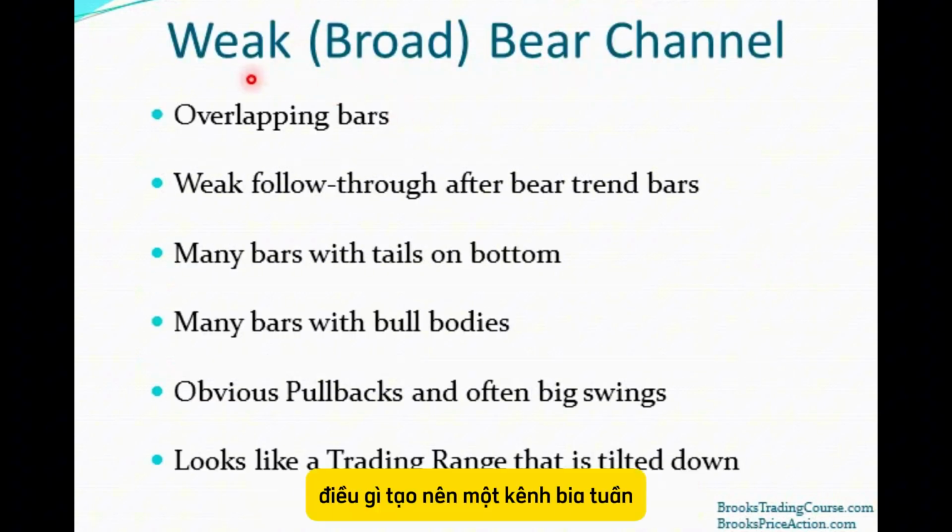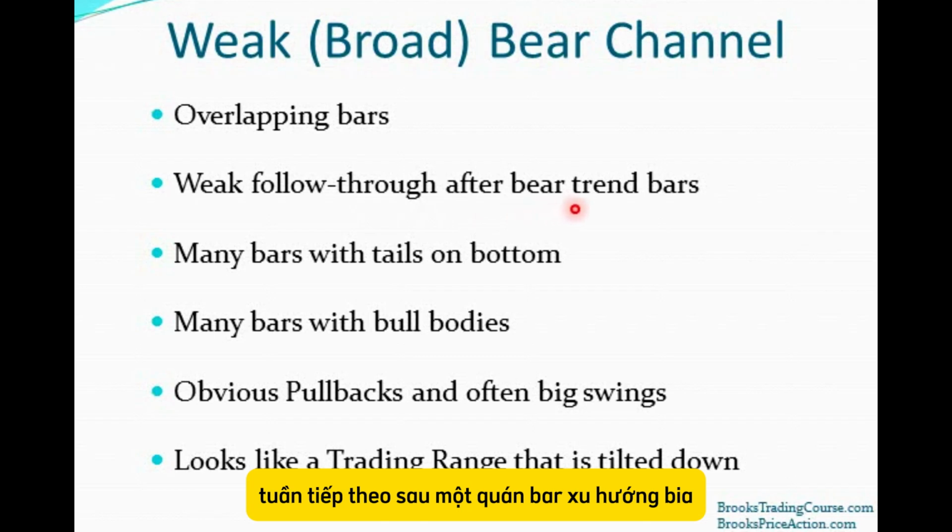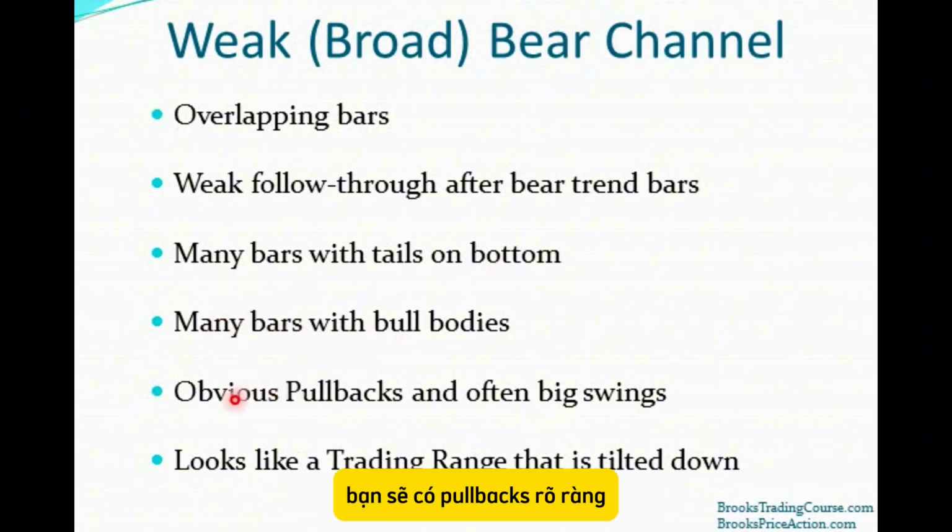What constitutes a weak bear channel? You have a lot of overlapping bars, weak follow through after a bear trend bar. So you'll have a bear trend bar and then maybe a bull bar, a bear trend bar and 2 bull bars. You'll have many bars with tails on the bottom, buying into the close of the bars. You'll have many bars with bull bodies. You'll have obvious pullbacks, often with very big swings. And it looks more like a trading range that is tilted down.